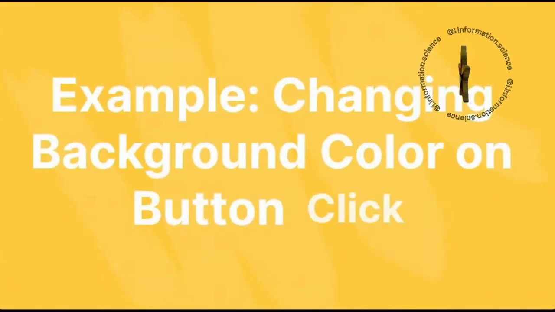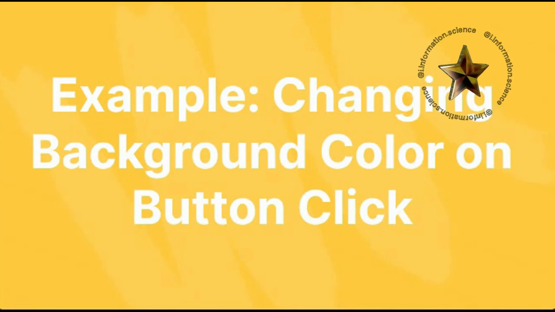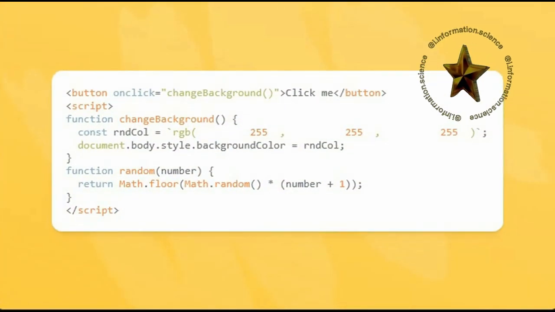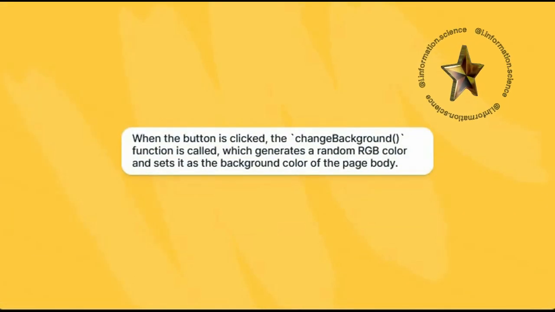Example: changing background color on button click. Here's an example of using a button's click event to change the background color of the page. When the button is clicked, the change background function is called, which generates a random RGB color and sets it as the background color of the page body.